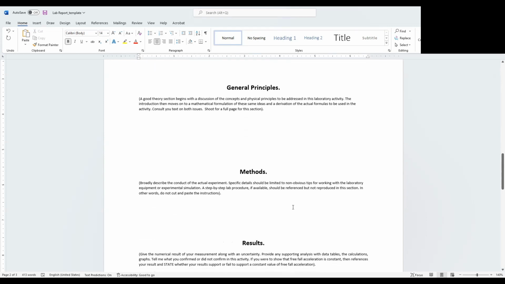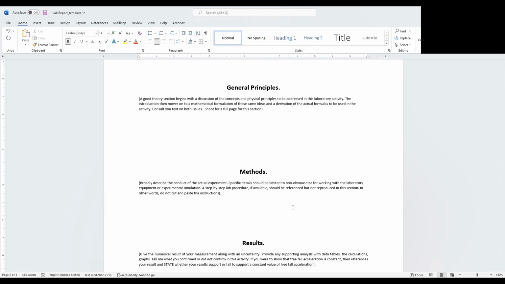Now, you have another part here, methods. Methods is gonna present basically a description of the actual experiment in your own words, right? Usually we give you a step-by-step lab procedure. You don't have to write the step-by-step lab procedure. You can just paraphrase this, right? I mean, you can just make your own description of the experiment, okay?